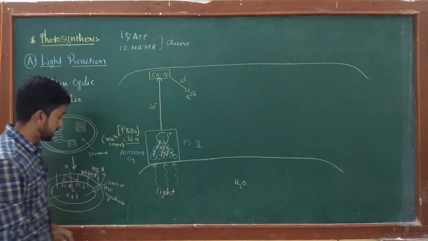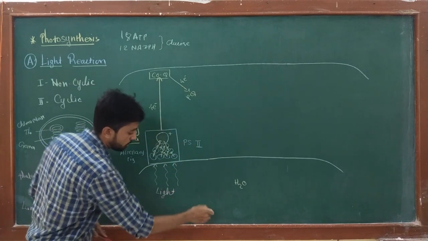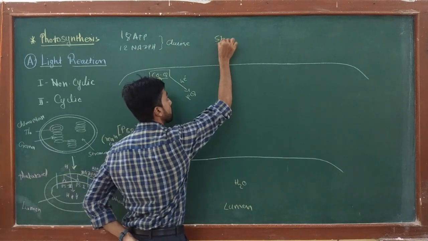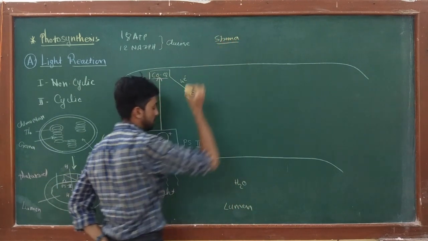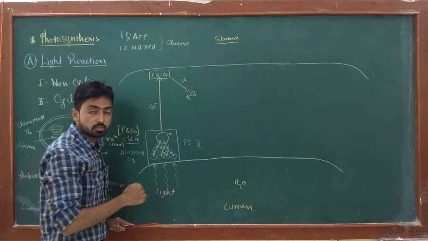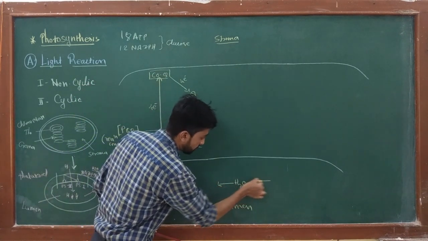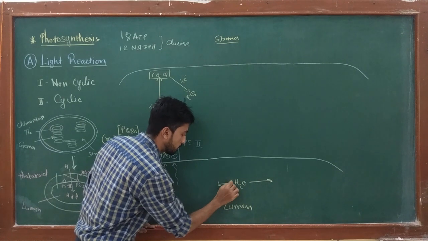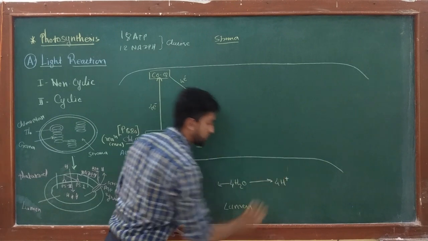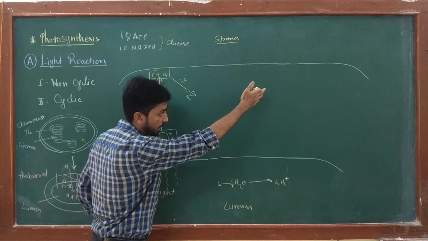Water molecule is generally present in the lumen. Okay, this is the membrane of thylakoid and inside is lumen, while outside is stroma. Okay, lumen contains water molecule and this photosystem 2 acts as a strong oxidizing agent and oxidizes the water molecule. If 4 water molecules get oxidized, then 4 H plus is produced. They are going to enter in the reaction at the end.